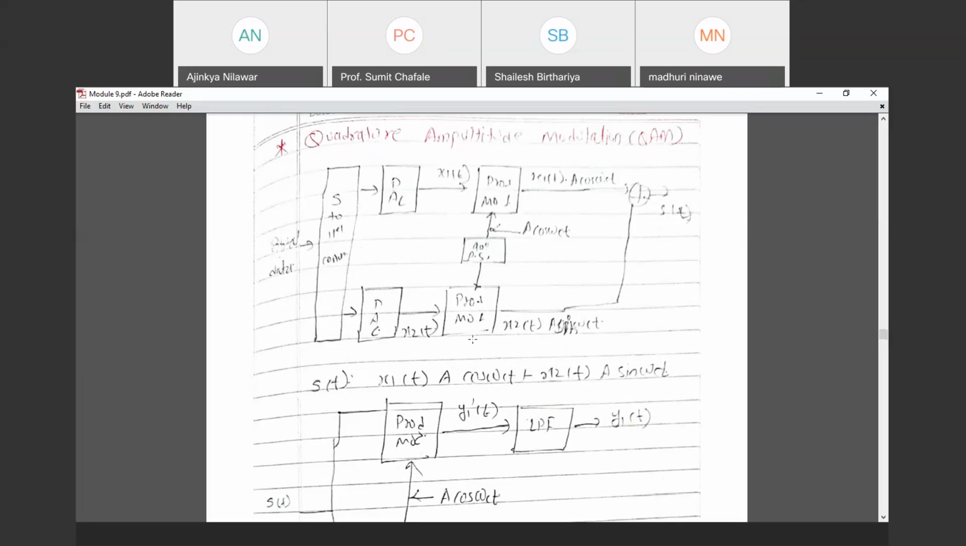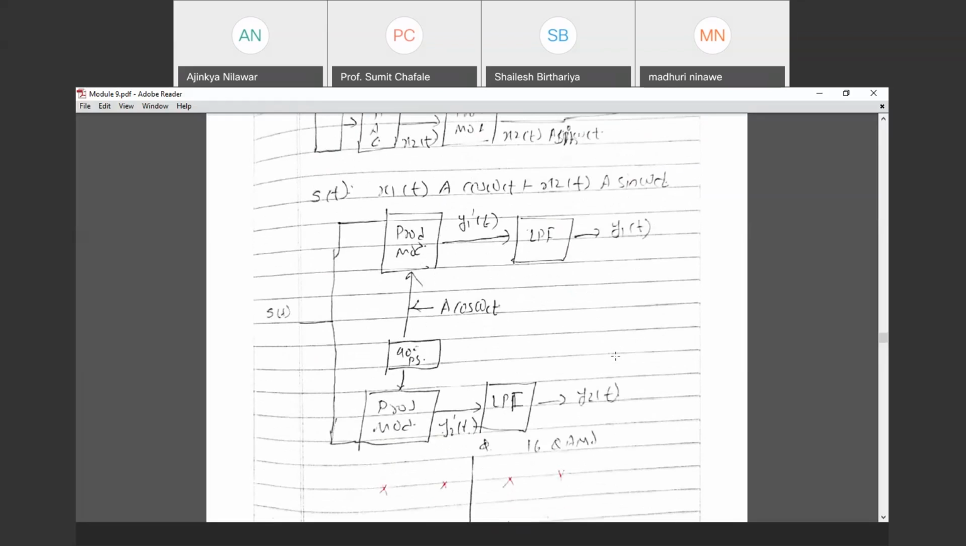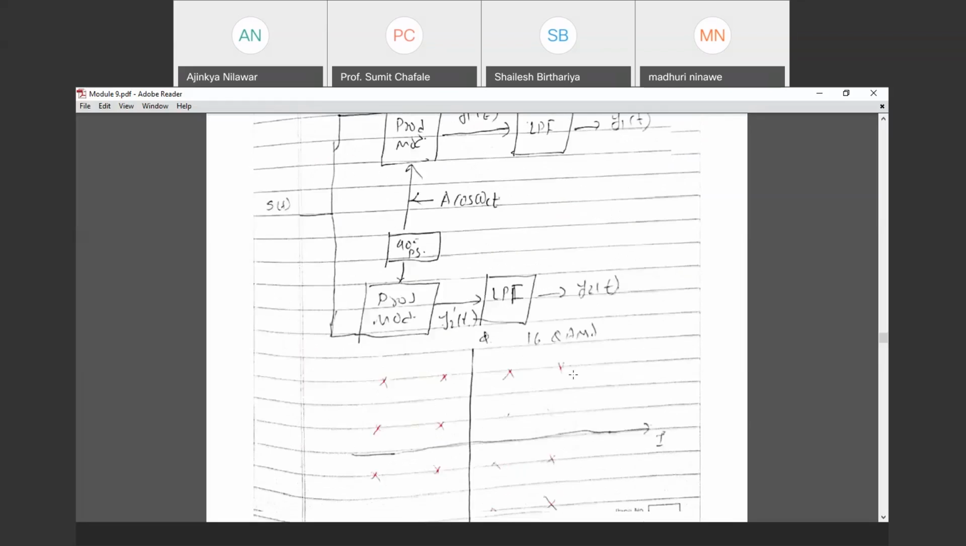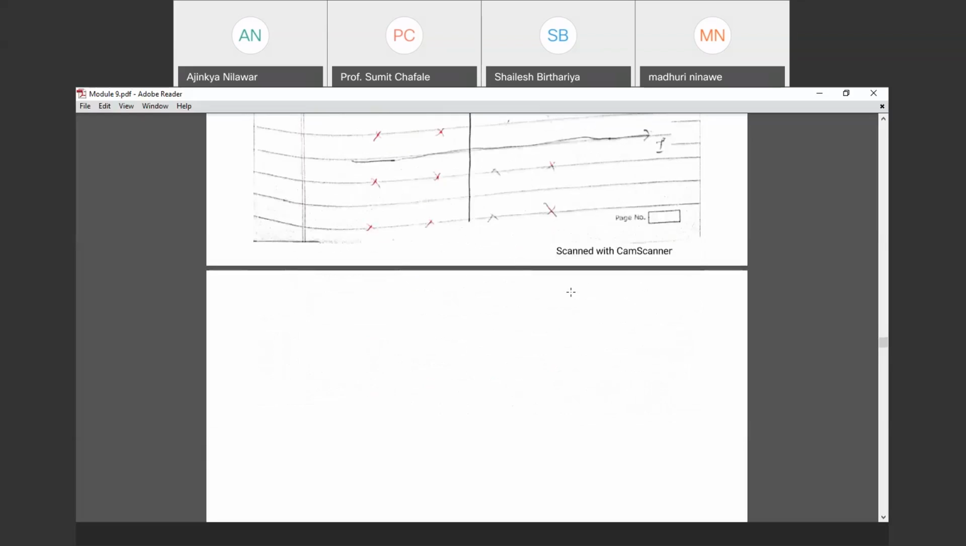So the final output we are having is x1 of t multiplied by cos frequency, x2 of t multiplied by sin frequency, and then at the decoder side, exactly the opposite process of modulation. Same product modulator we are using, with a phase shift of 90 degrees passing to a different signal. And whenever data we have to represent, see here we will get 16 QAM. That means in each quadrant we are having 4 different data representations. In 64 QAM, each quadrant we are having 16. So this is how QAM will work.